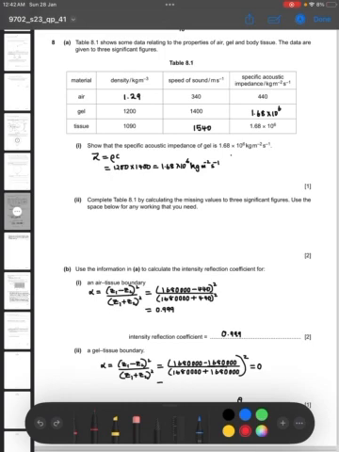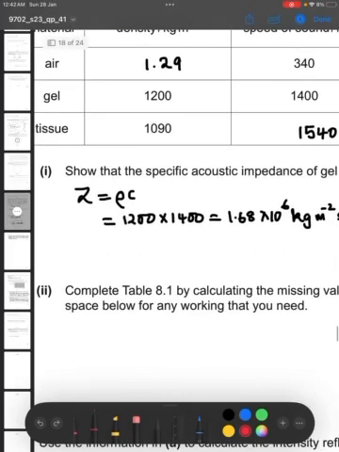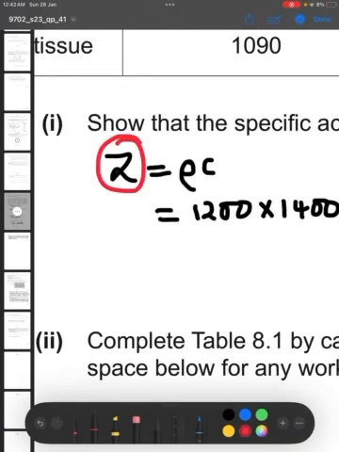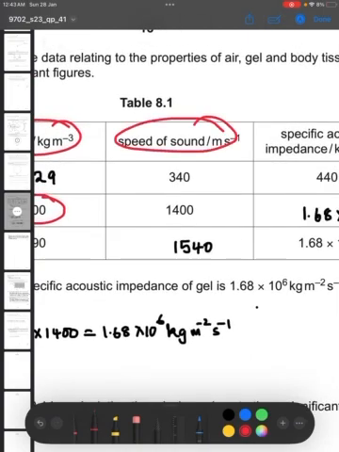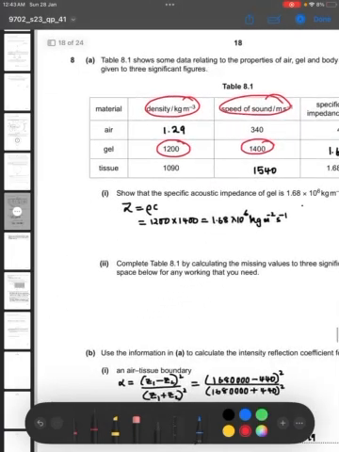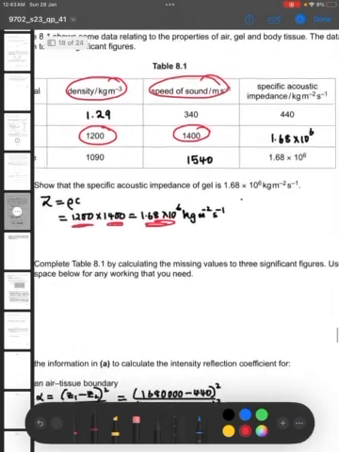Show that the specific acoustic impedance of gel is 1.68 times 10 to the power of 6. Acoustic impedance is represented by the letter Z. It is found by using the density of the material multiplied by the speed of ultrasound in that medium. For gel, we are given the density and the speed of sound in that medium, which is 1.4. So here we multiplied 1.2 times 1.4. This gives us the specific acoustic impedance of gel.